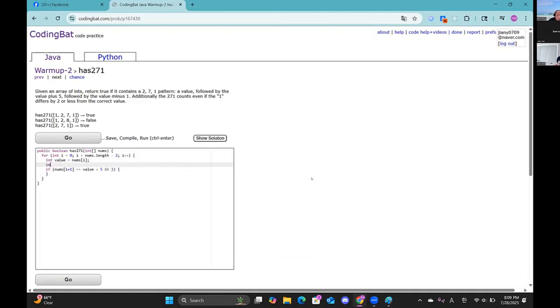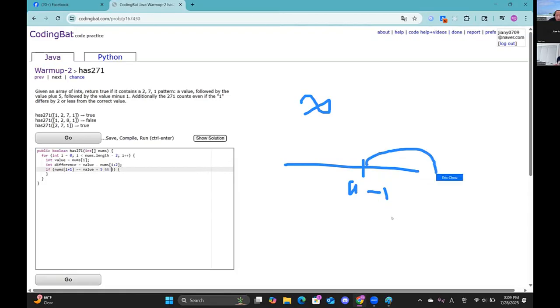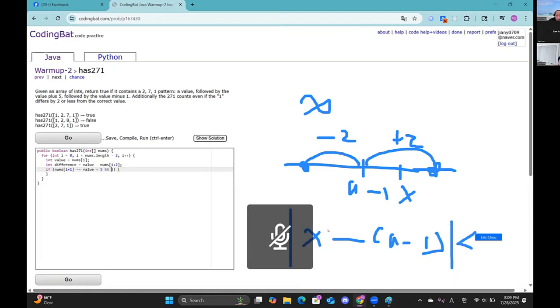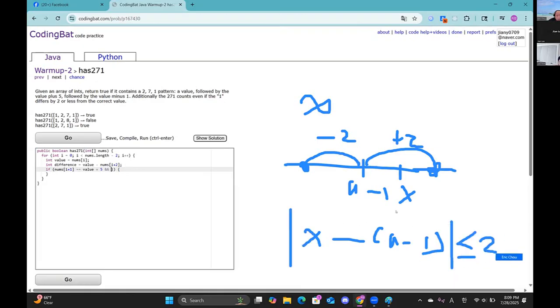So here is a number. You have a minus 1 here. You want to be within 2 of this number, plus 2 or minus 2, within this range from here to here. So if the x is inside this range, how do you say it? You say it's x and the distance to a minus 1, this distance, is less than or equal to 2.